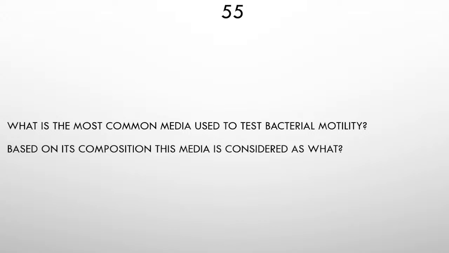Now, what is the most common media used to test bacterial motility? We have what you call sulfide indole motility test, which is a semi-solid medium. All right, semi-solid. Why do we need it to be semi-solid? We want the organisms to move. In a solid agar medium, they won't have much room to move because of the molecules that interfere with their movement. So a semi-solid medium would be much more suitable. So SIM medium, if you're familiar, or you can use the complete one. If you want to be like Francis, who wants to flex his medical technology knowledge to us, you can use sulfide indole motility medium. All right.